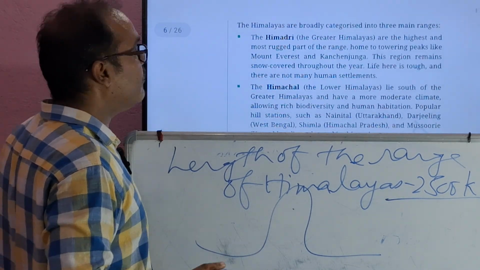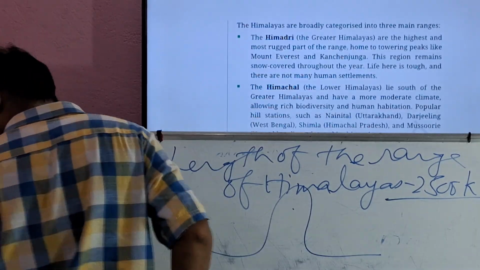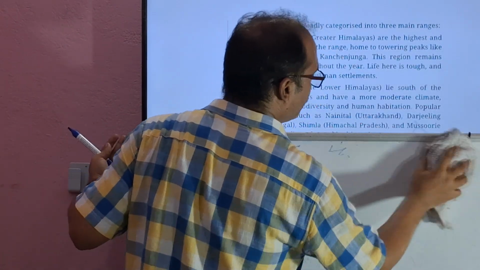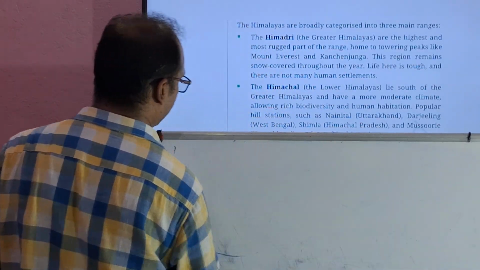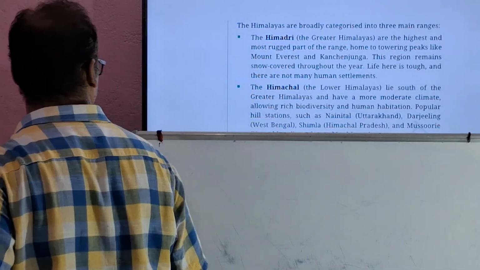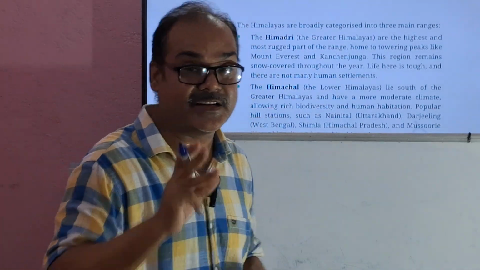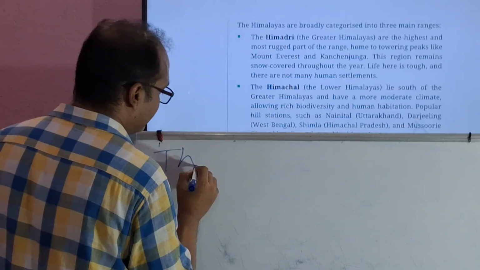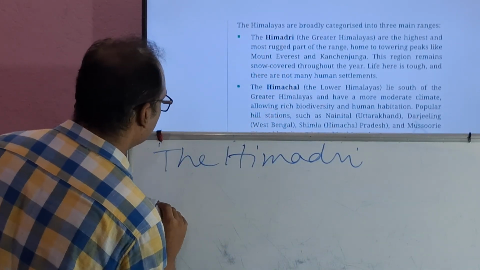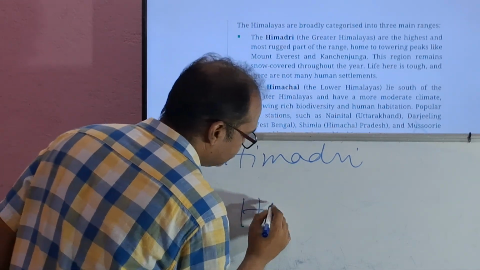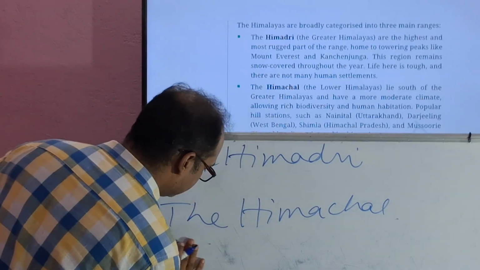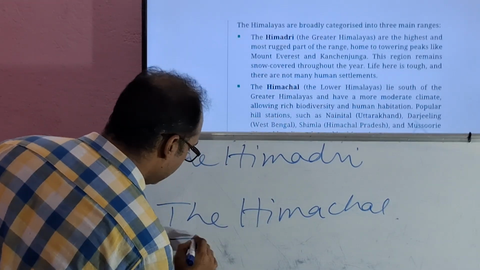Now, the most interesting fact we are going to discuss in this topic, for which I was waiting, and most of the questions come from this topic only. It is for all the students of the whole India. See, Himalaya is categorized into three. First one is the Himadri. Then Himachal, and at last the Shivalik.